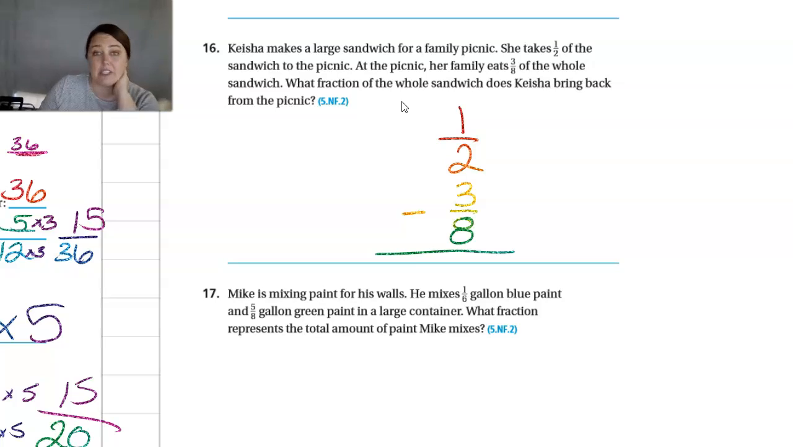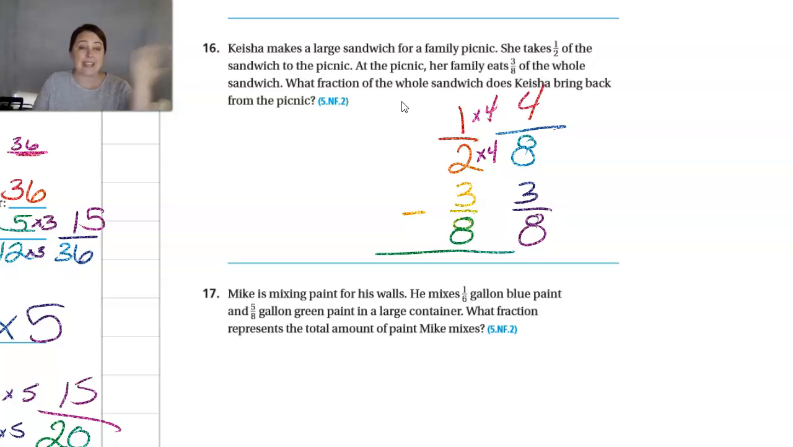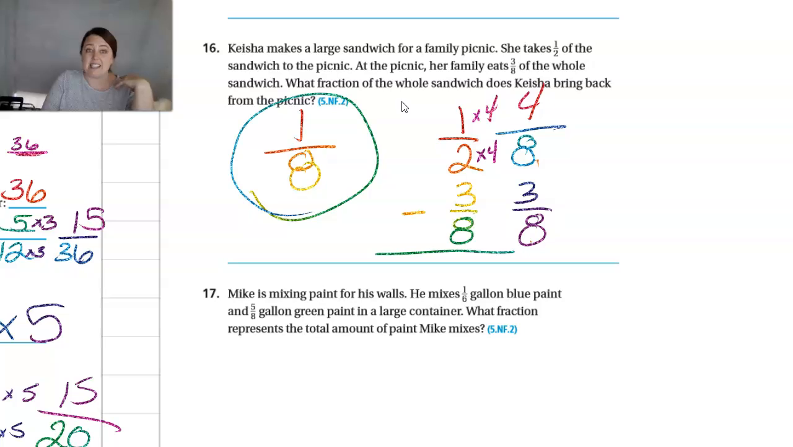I need a common denominator of 2 and 8. The best one is 8, because then I only have to really figure out one of the numbers. 2 times 4 is 8. Whatever I do to the bottom, I must do to the top. 1 times 4 is 4. Now I can subtract. 4 minus 3 is 1, and that denominator does not get subtracted. Because I have a 1 in my number, it's simplified.